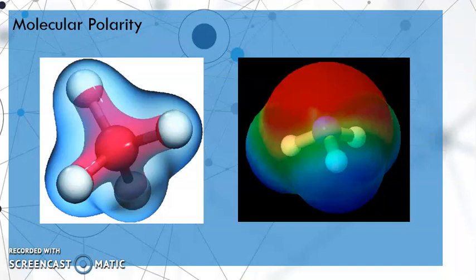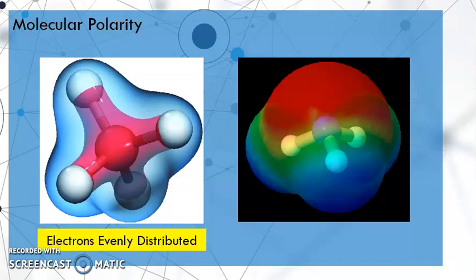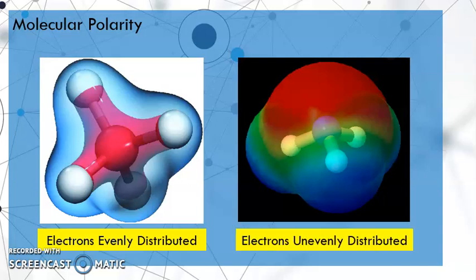Here are two different molecules. You can see that both molecules have multiple bonds. And around the outside, you can also see how the electrons are distributed in each. In the first molecule, you can see that the electrons are fairly evenly distributed amongst the whole molecule. Whereas in the second example, we can see that the electrons are unevenly distributed. That's why we have this big red cap along the top that indicates that the electrons are spending more time up there than they are at the bottom of the molecule.